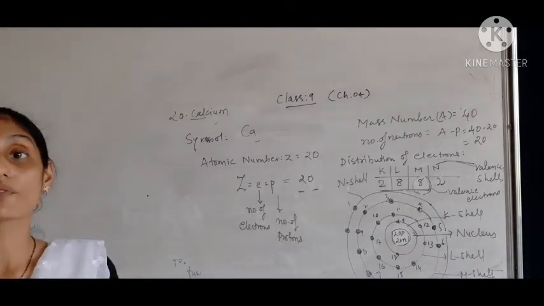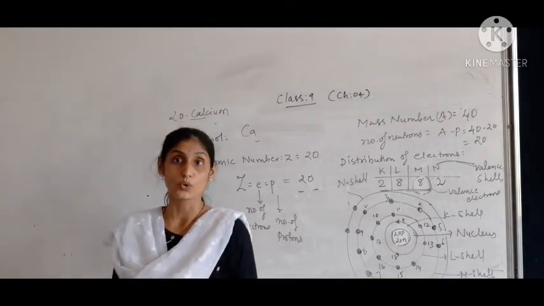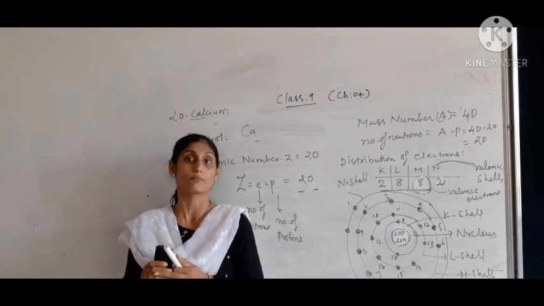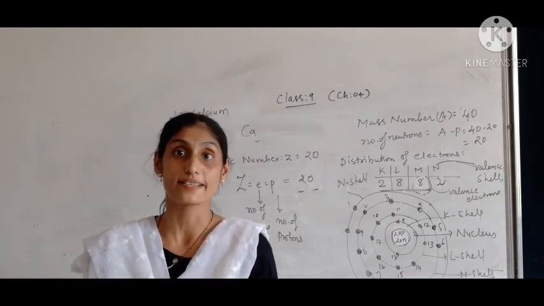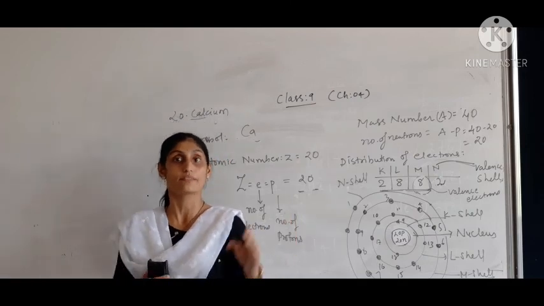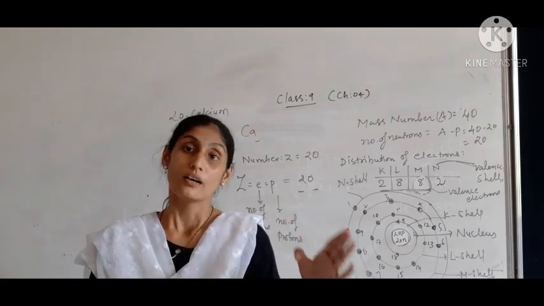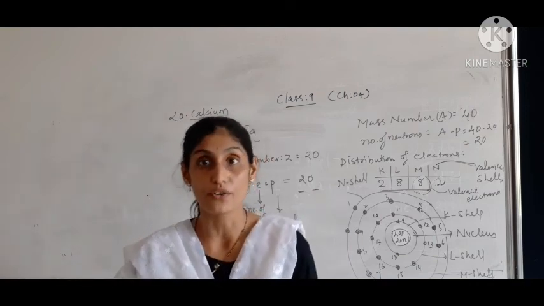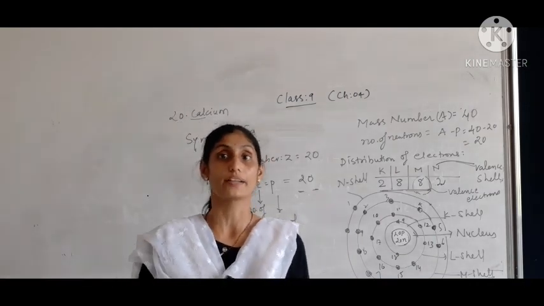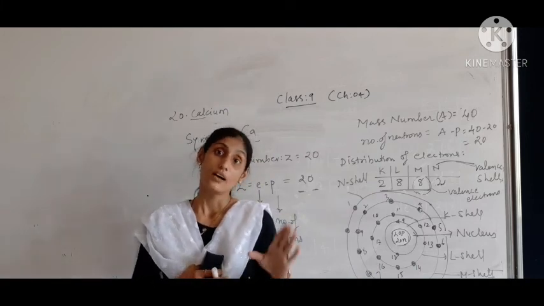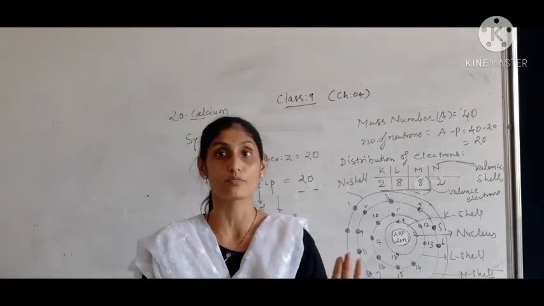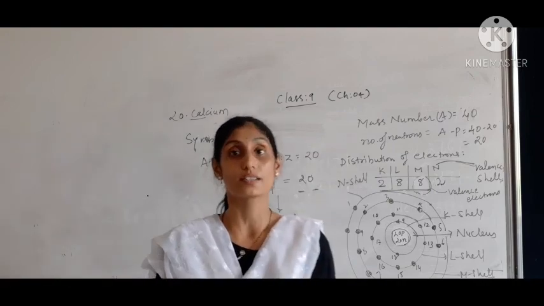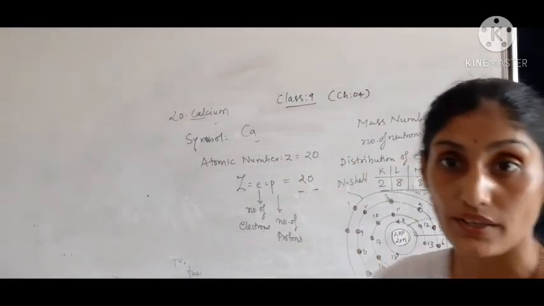So that is all about sodium till calcium. Sodium has atomic number 11 and calcium has atomic number 20. After sodium we have magnesium, then aluminium, silicon, phosphorus, sulfur, chlorine, and then argon, which is the last one given in your textbook. 2 more we have done, that is potassium and calcium. So this is about how to draw the electronic configuration table.